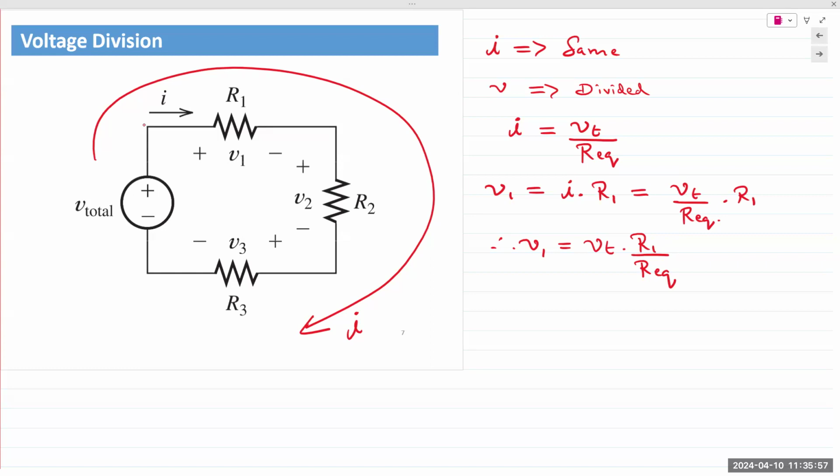And so V2 is a fraction of V total. So V2 is a fraction of VT. The fraction is given by the ratio of R2 to Req. And V3 is again a fraction of VT given by R3 over Req. So it allows you to skip a step. You do not have to find the current if you don't wish to.